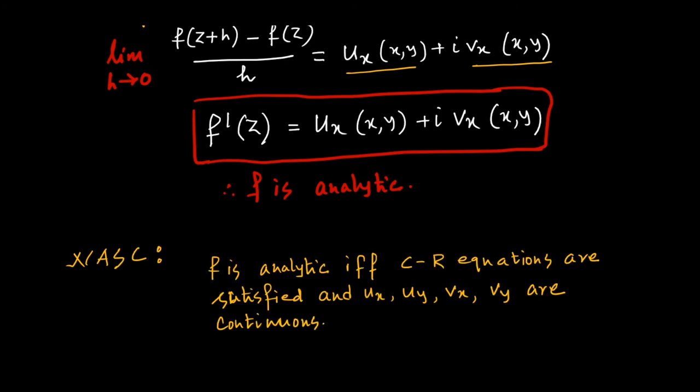So if a function is given to us and we need to check whether it is analytic or not, we will simply check whether the function satisfies Cauchy-Riemann equations or not, and whether the four first order partial derivatives are continuous or not. So Cauchy-Riemann equations plus continuity of the partial derivatives implies the analytic character of a function f. So this is the necessary and sufficient condition. Remember, not only CR equations imply analytic character; CR equations along with continuity of the partial derivatives will imply that the function is analytic.